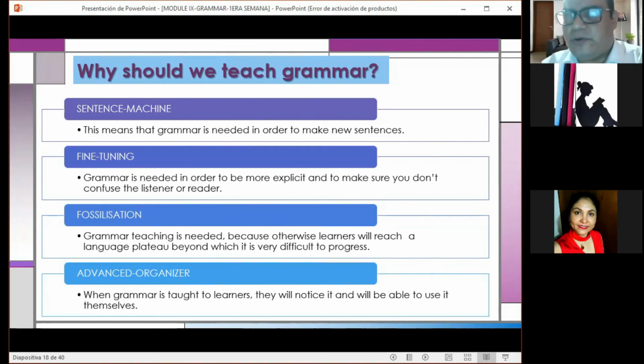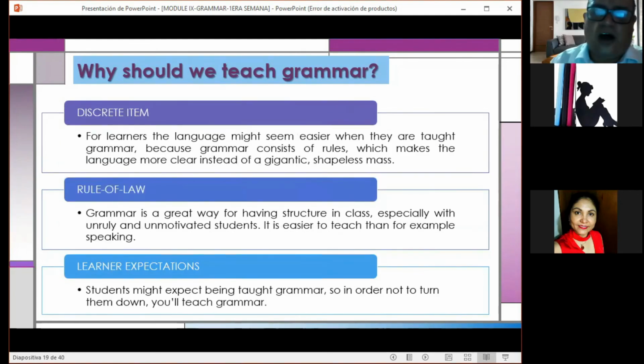Now I'm going to go up to another structure, and then another one. So this is very important, no? So they could notice it and will be able to use it themselves. More aspects: why do we teach grammar? Why should we teach grammar?